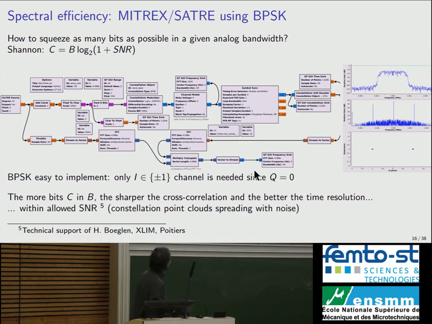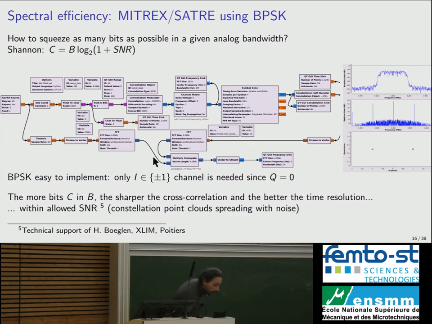And what we're looking at is how can we optimize spectral efficiency. Spectral efficiency is simply the fact that the satellite channel supplier gives you a given analog bandwidth, and we need to put as many bits per second as we can in this analog bandwidth.